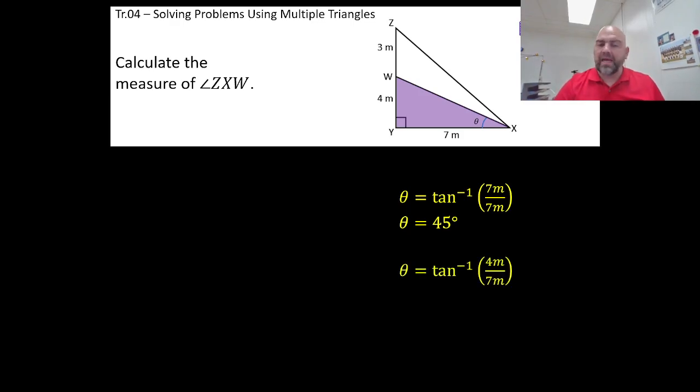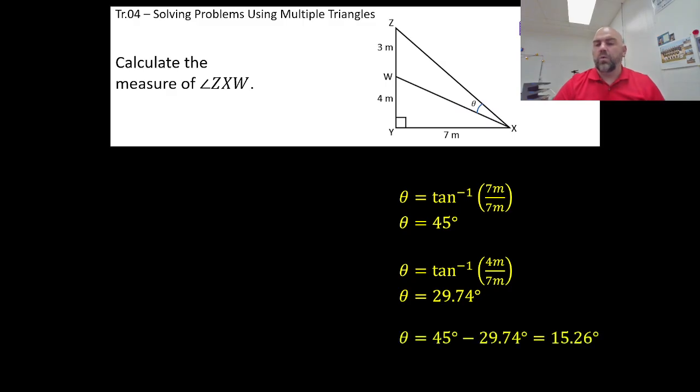So again, we're going to use tangent in order to solve for it. And we're going to get an angle of 29.74 degrees. Again, keep a few decimal places in every situation. The 45 was exact. And now to find the missing angle, the one we're trying to find, we're going to subtract and get 15.26 degrees, or angle ZXW is equal to 15 degrees. Again, angles we often round to the nearest degree, which works really well.